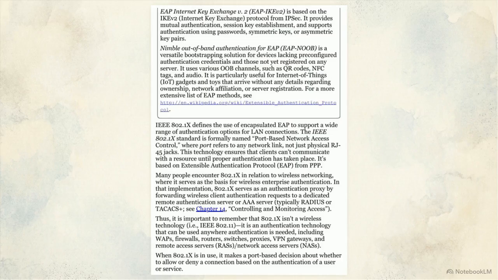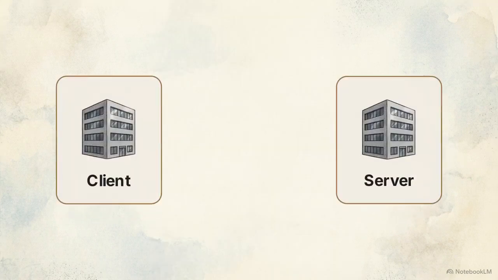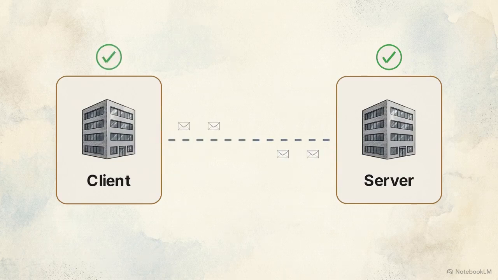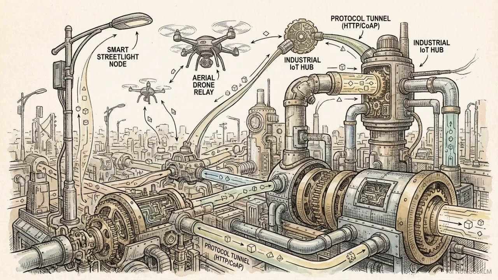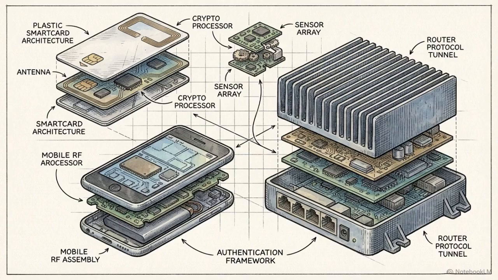For Internet of Things devices without pre-configured credentials, EAP Noob provides a bootstrapping solution using out-of-band channels like QR codes or NFC tags. These protocols facilitate mutual authentication, ensuring both the client and the server are verified before data is exchanged. This complexity is a requirement of the modern network edge. From smart cards to IoT sensors, the authentication framework must accommodate a vast diversity of hardware.